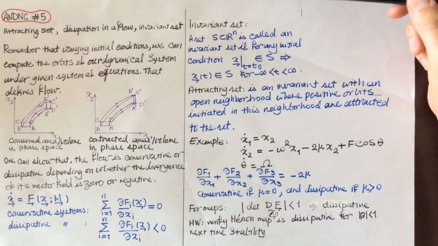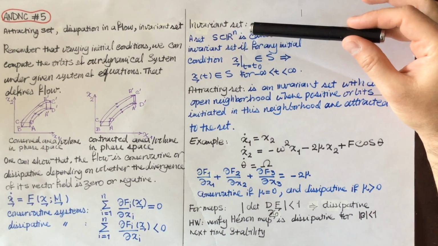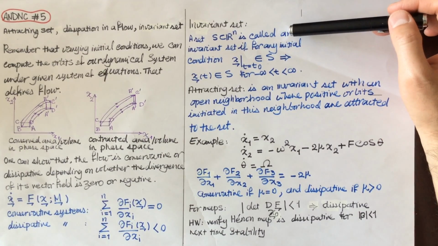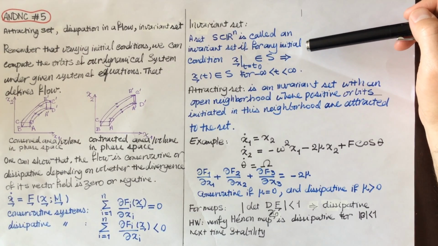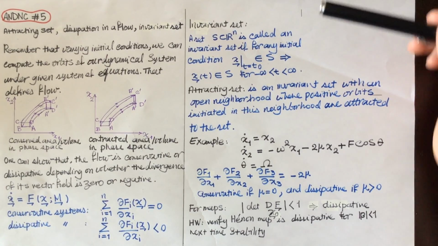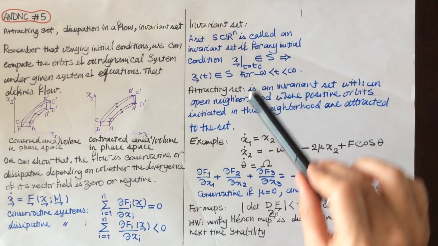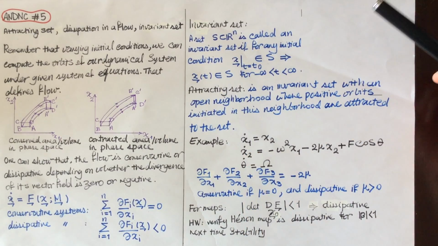The other thing I wanted to talk about was invariant set. A subset of Rn is called an invariant set if for any initial condition belonging to S, that subset of Rn, x(t) also belongs to S.